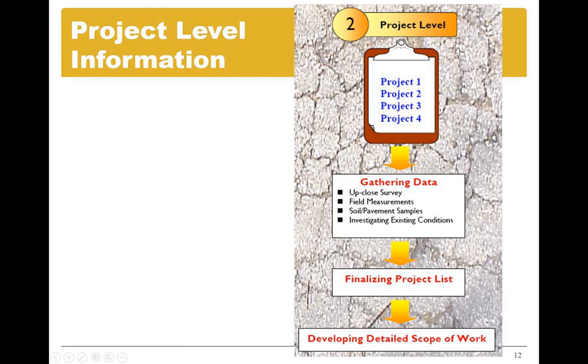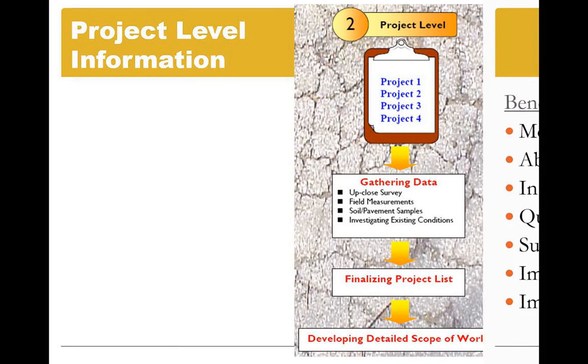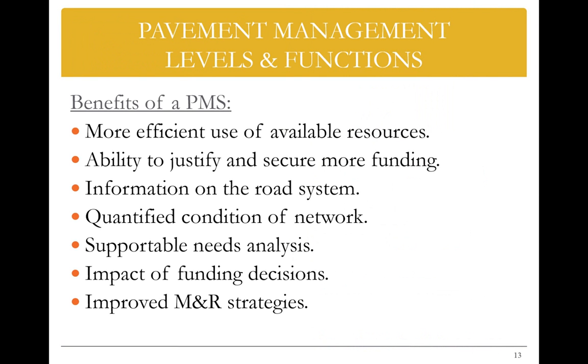Once we gather all this information, this will allow us to do a comprehensive analysis, which is eventually going to list for us and finalize the project list, which is going to help develop a detailed scope of work. So the question here is, now in summary, we have two systems or two levels. We have the network level, which is looking at the entire city in one shot, one general look into the condition of the network, or the pavement management system from the project perspective, the project level.